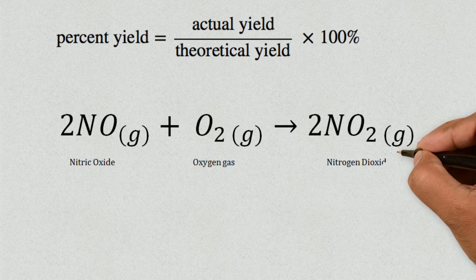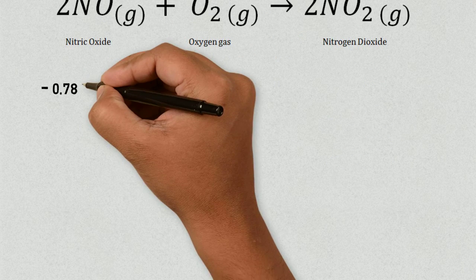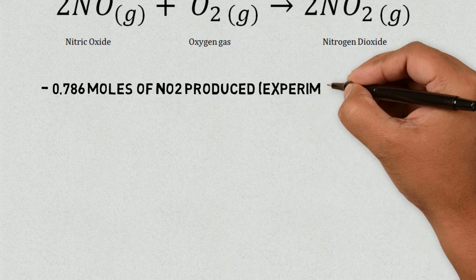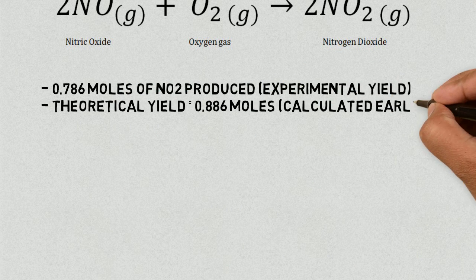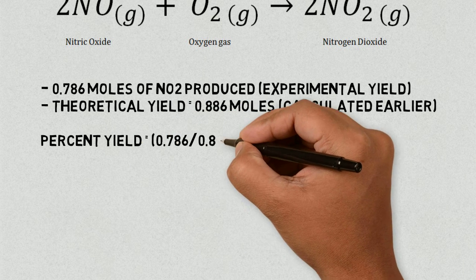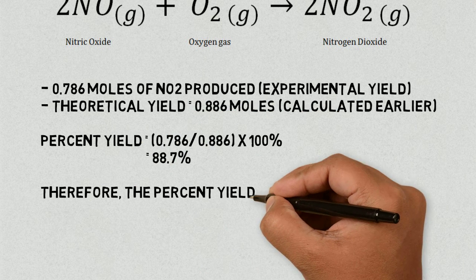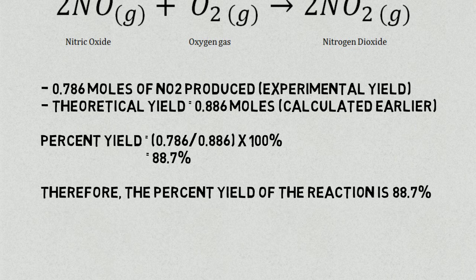Say we go to a lab and perform this reaction. We end up with 0.786 moles of experimental yield. We divide this by 0.886 moles, which is the theoretical yield. After that, we multiply by 100 and we end up with 88.7%. Therefore, the percent yield of this reaction is 88.7%.